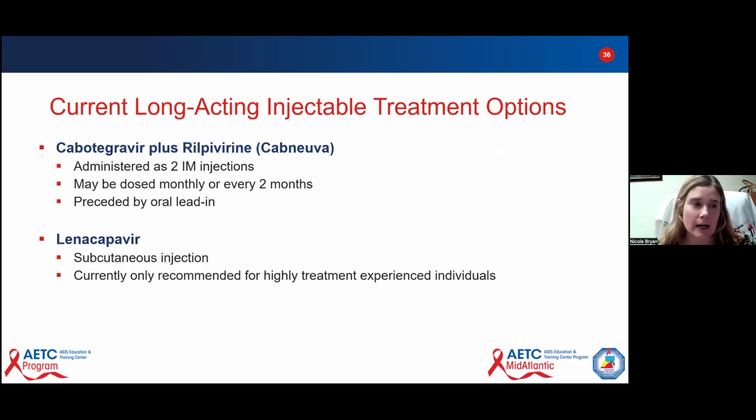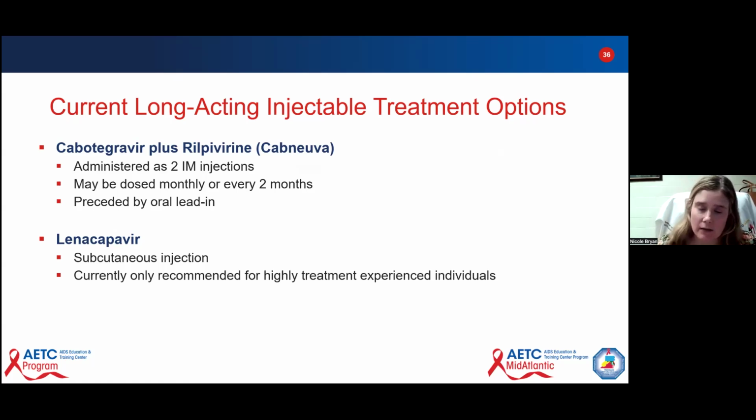It has a new mechanism of action. It's what we call a capsid inhibitor that inhibits capsid formation, both with viral disassembly when it enters the cell and breaks apart to replicate, and then viral reassembly. So it's a really exciting option.